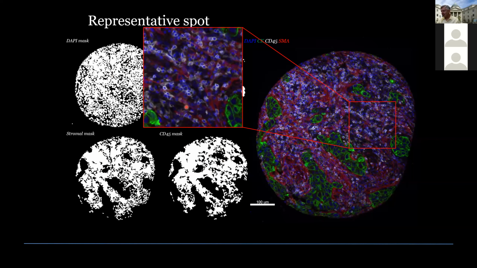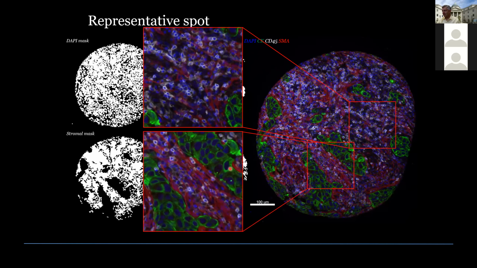So this technique, which is spatially informed, directed us to the right compartment, not specifically to the right cells, as we see most of the smooth muscle actin present in the stromal compartment, not in the cytokeratin compartment or tumor compartment, and not strictly in the CD45 compartment or the leukocyte compartment.